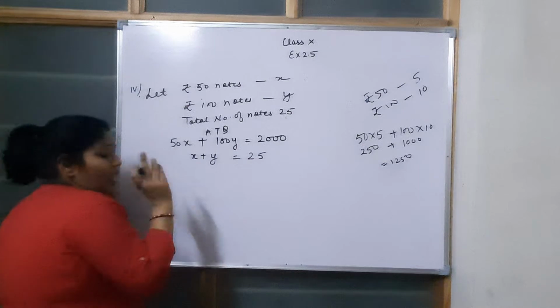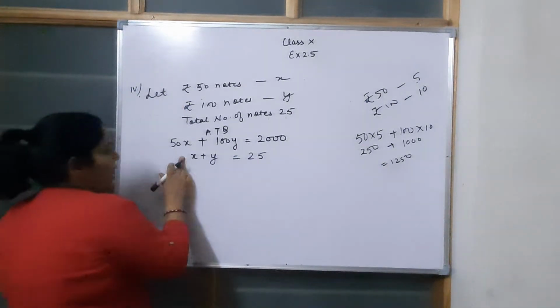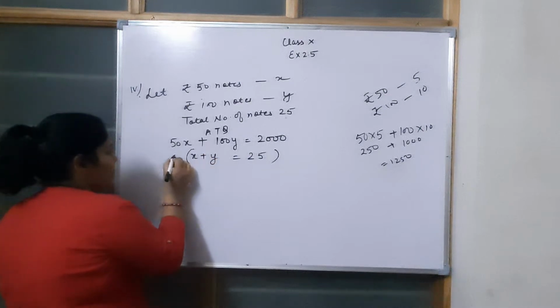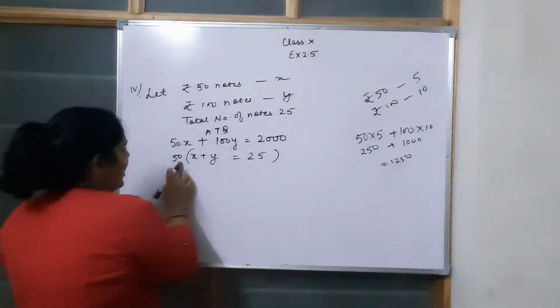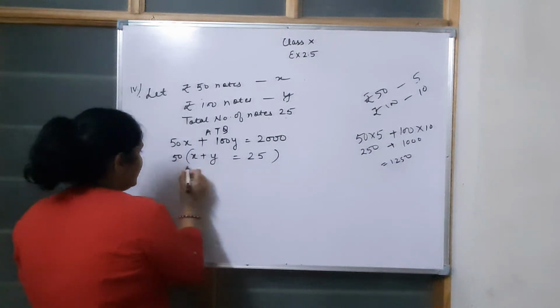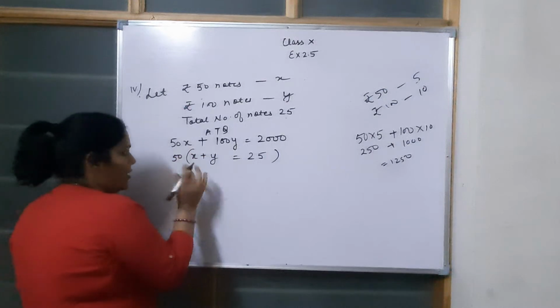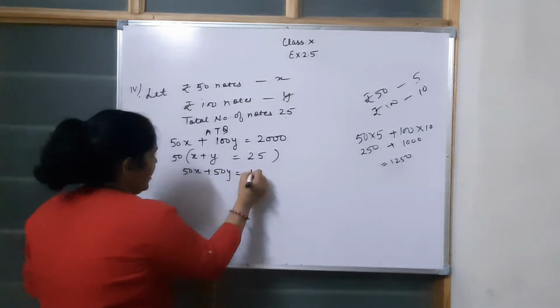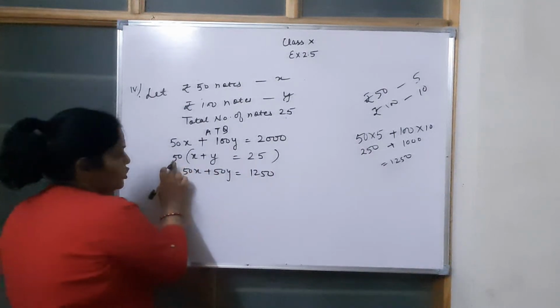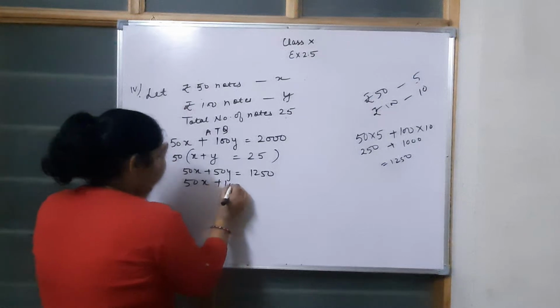Now we are going to apply the elimination method. I multiply this equation with 50 so that we get the same coefficient of X. I hope everybody can write it now. 50 into X is 50X, 50 into Y is 50Y, and 50 into 25 is 1250. Writing the two equations together.